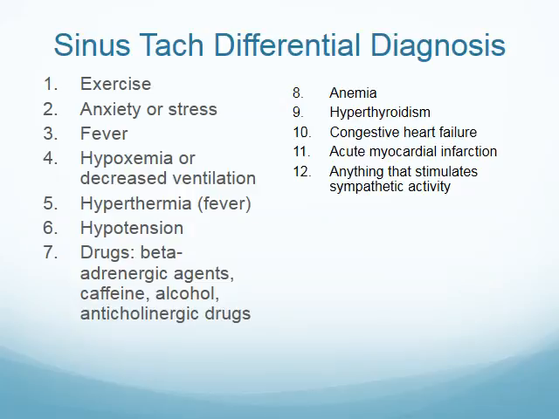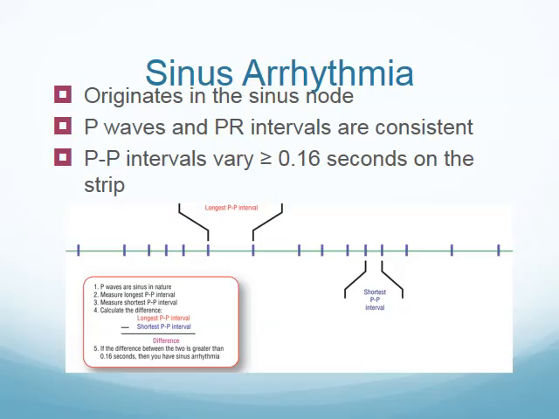Differential diagnosis for sinus tachycardia. Exercise is a pretty common one. Anytime you exercise, your heart rate's going to get increased. Anxiety, stress, fever, hypoxia, all of these here can be causes of tachycardia.